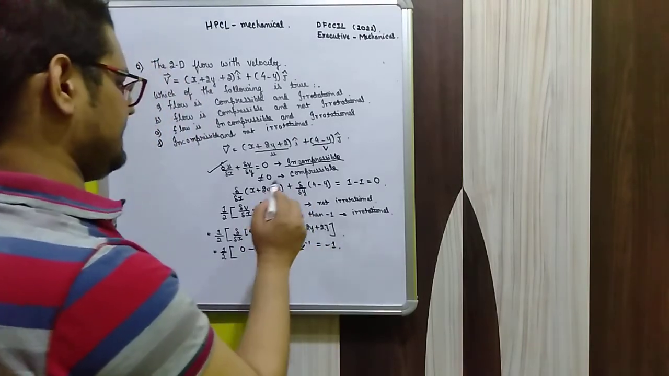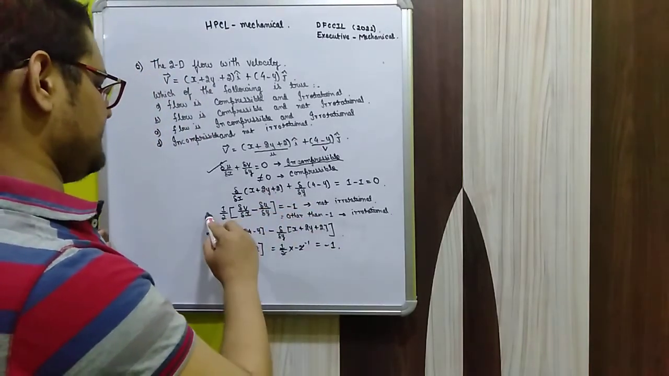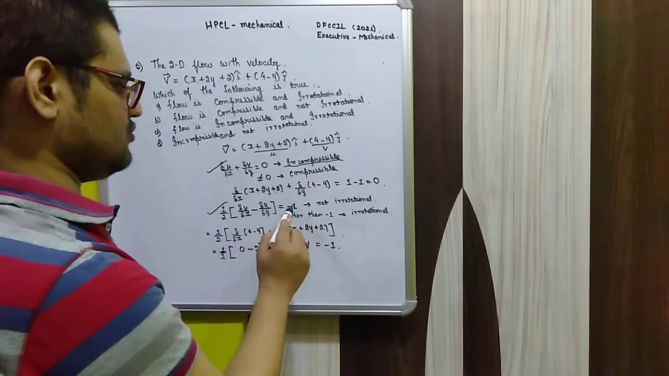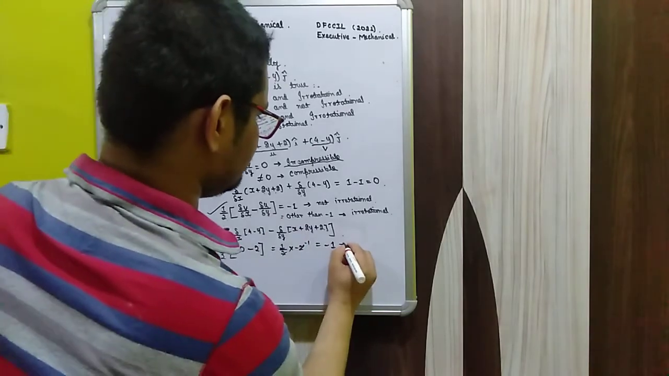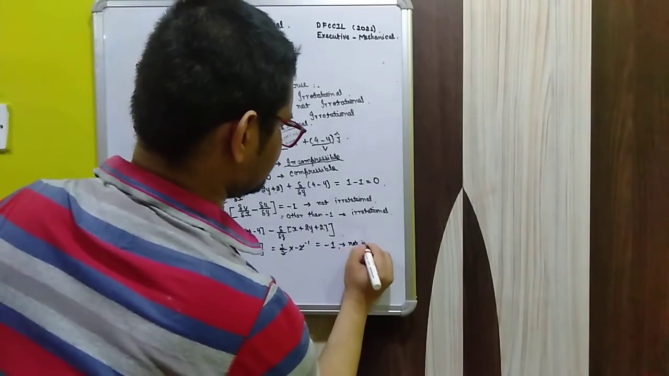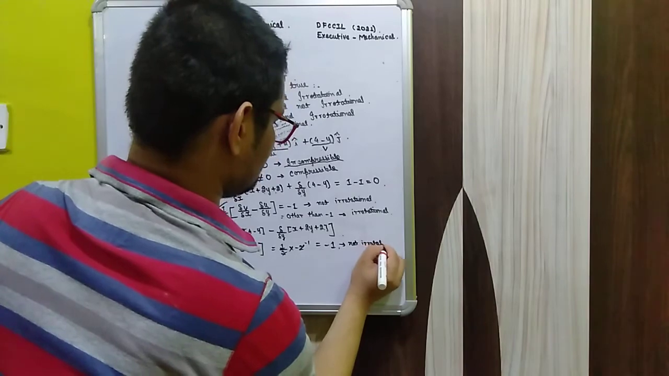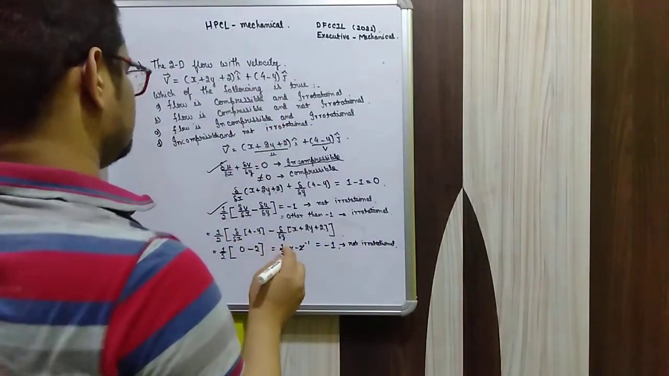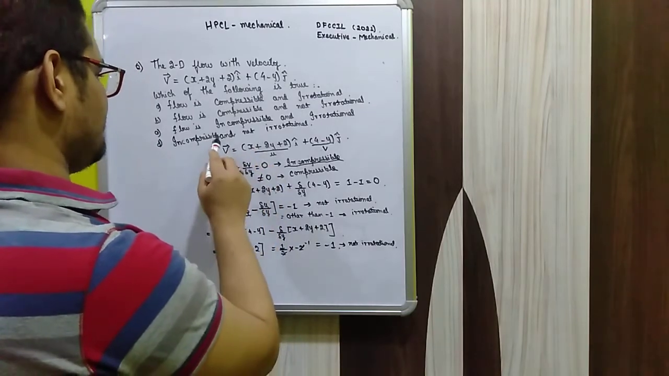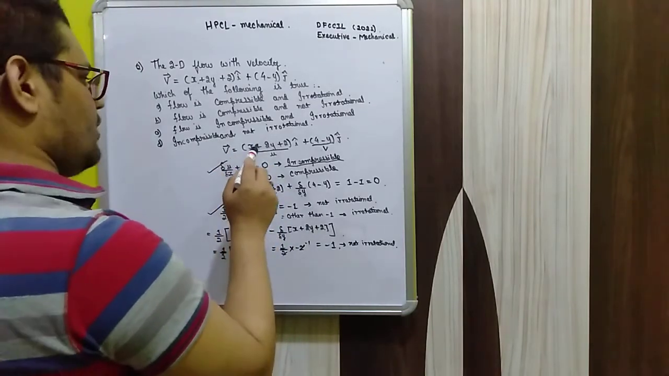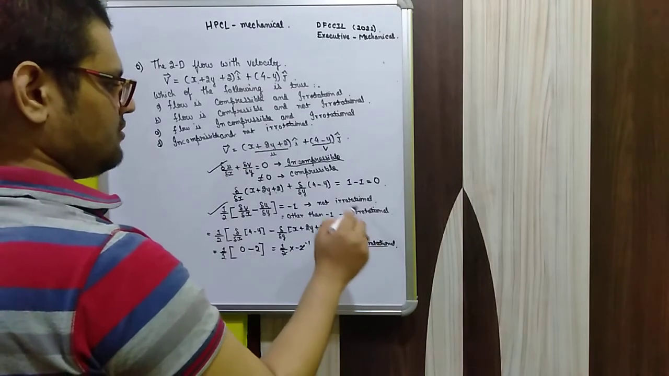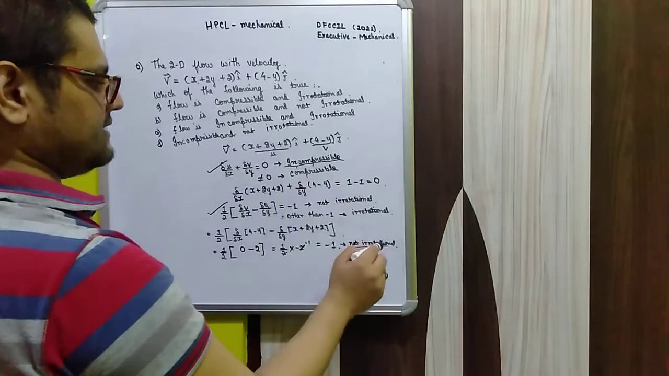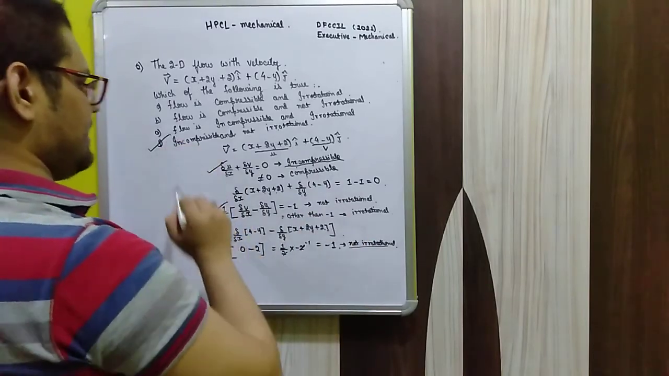So I can see that this expression, minus half del v by del x minus del u by del y, is equal to minus 1. So the fluid is not irrotational. So I can see that it is incompressible and not irrotational. So these two properties match. So option D will be the correct answer.